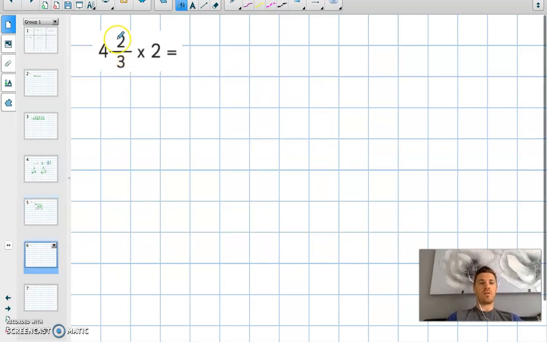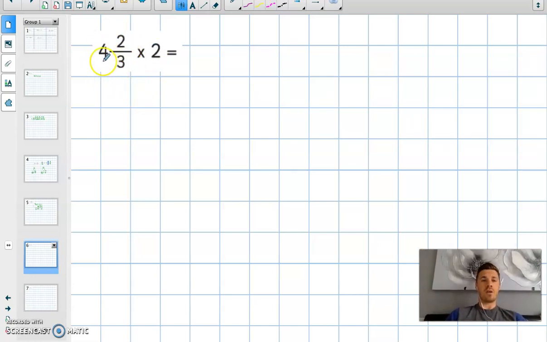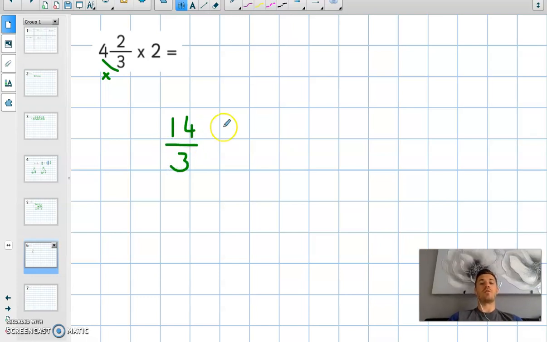The next question, so we've got a mixed number and we're multiplying it by a whole number here. So first thing we're going to do is convert this mixed number into an improper fraction, and we do that by timesing together the whole number and the denominator. So 4 multiplied by 3, which is 12, and then we're going to add that answer to the numerator. So what we're left with is 12 add 2, so that's 14 over 3, because the denominator always stays the same.